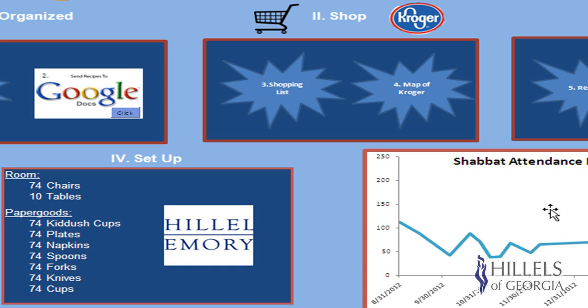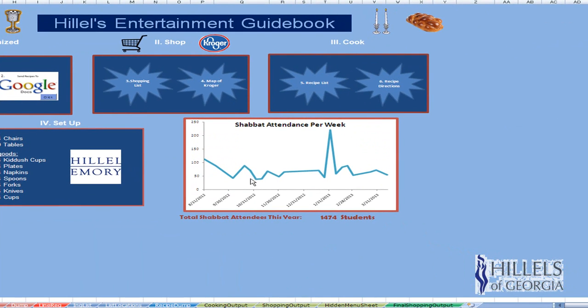This graph right here to the right is just for the user so they can understand what the demand is like over time, to show, based on the week, how many people are coming. Thank you for listening to our tutorial, and we hope that it'll help you plan your next event.